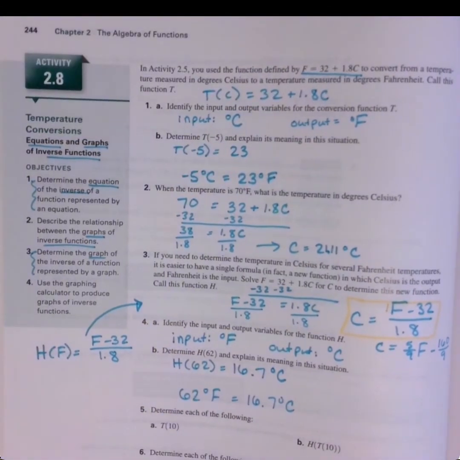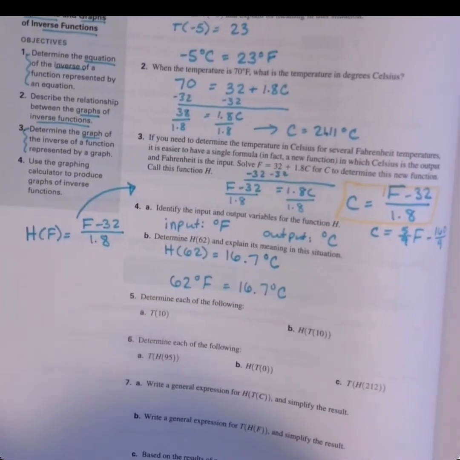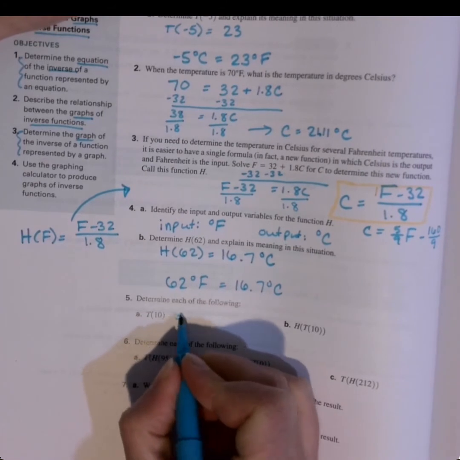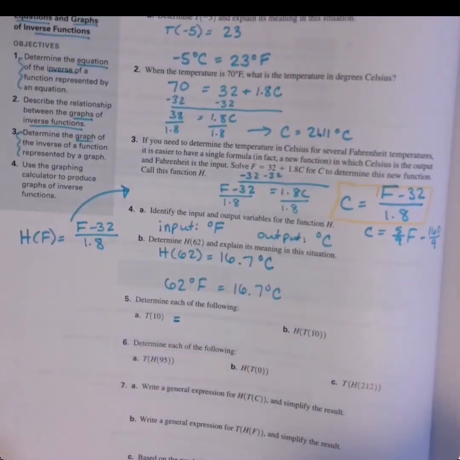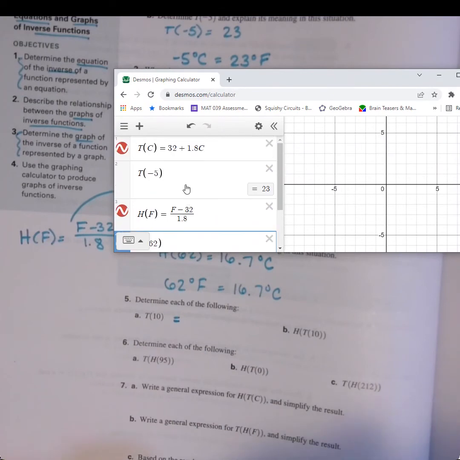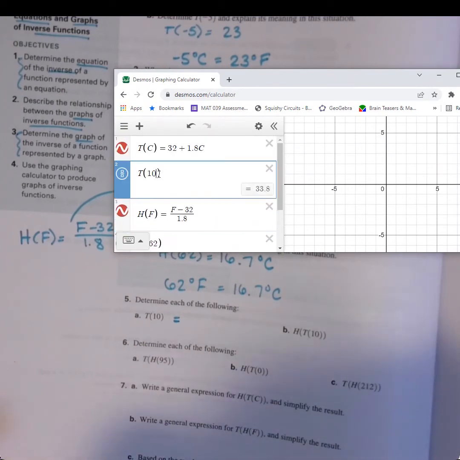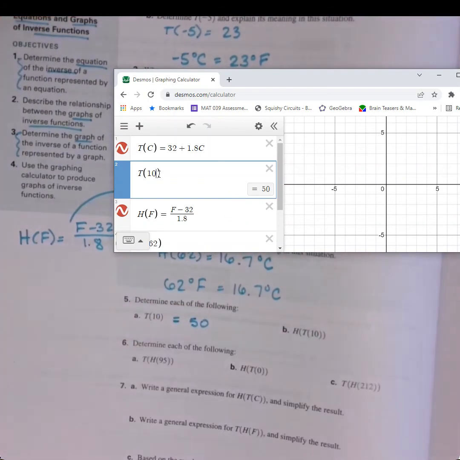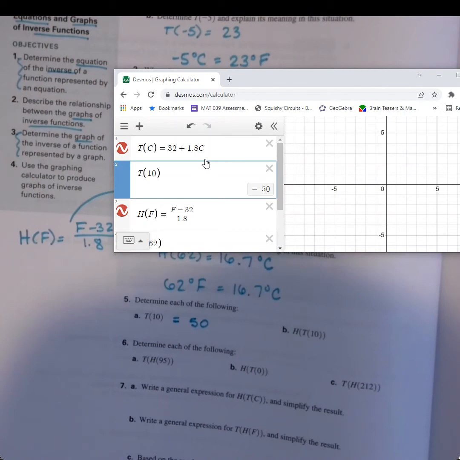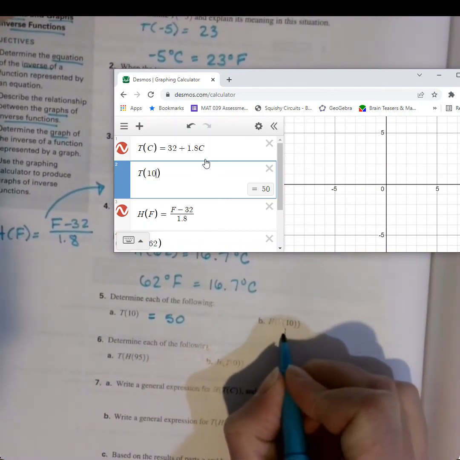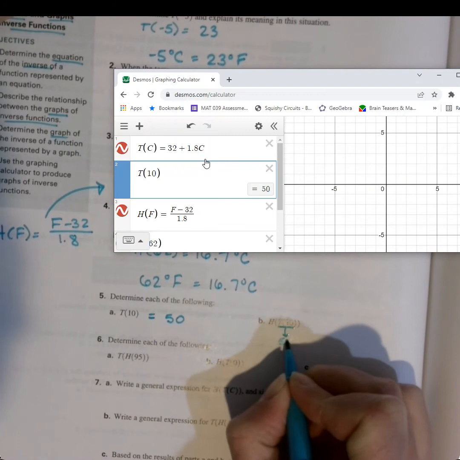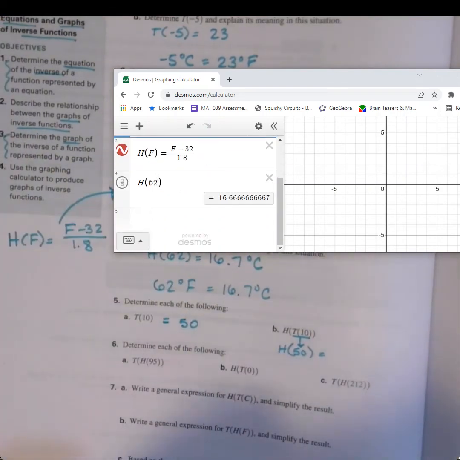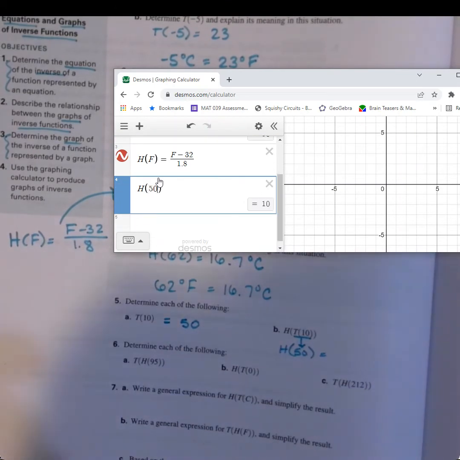All right, next we have determine t of 10. That's our original function, t of 10. Okay, so I still have that t function up here. And t of 10 is 50. Then I want h of t of 10. And since I just discovered that t of 10 is 50, now I need to know what h of 50 is, right? T of 10 is 50. So what is h of 50?